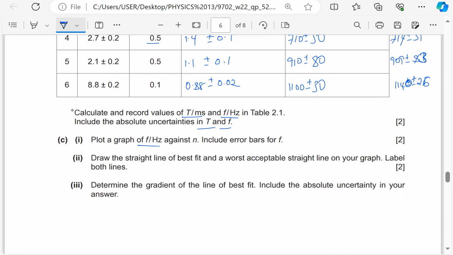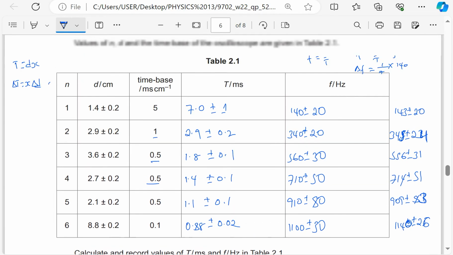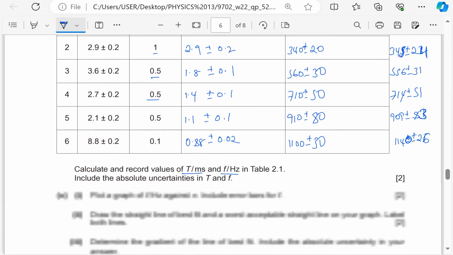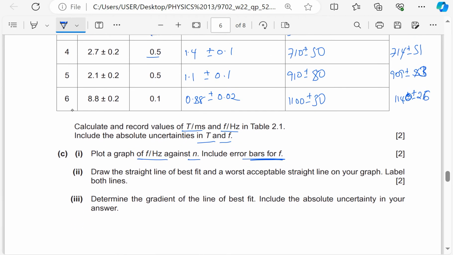So plot a graph of f in hertz against n, include error bars for f. So we don't need error bars for t. Because f is on the vertical, the error bars are going to be vertical. The error bars will be like this.